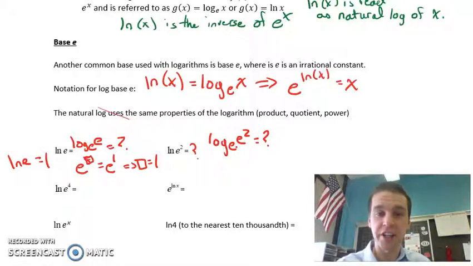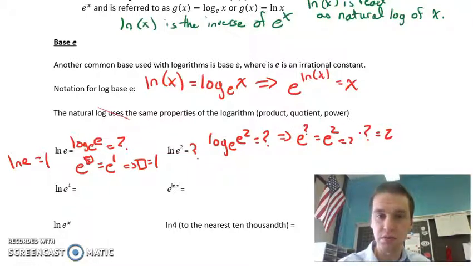So we're going to convert into exponential form. e to the question mark equals e to the second. And what does that question mark have to be? That implies that the question mark has to equal 2.